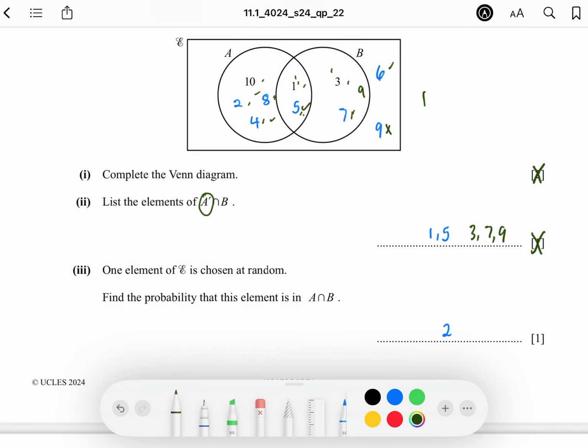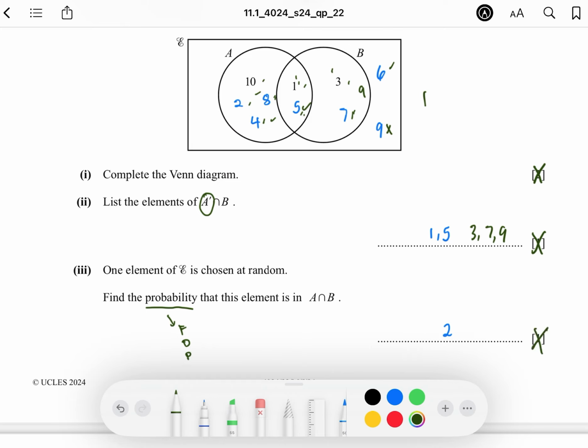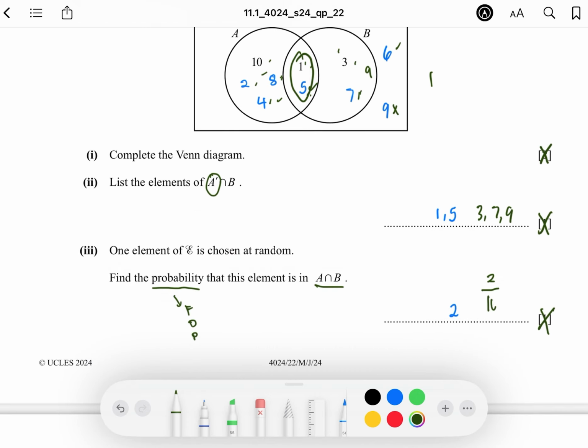One element of the universal set is chosen at random. Find the probability. Remember, for probability, there are only 3 types of answers considered: fraction, decimal, percentage. Definitely this one is wrong because it's a whole number. To be correct, you need to find how many are in the intersection, which is this one here. There are 2 out of the total outcomes of 10. So you can give your answer as 2 over 10. You can give the answer 1/5 in simplest terms, that's fine as well. Okay, that's it.